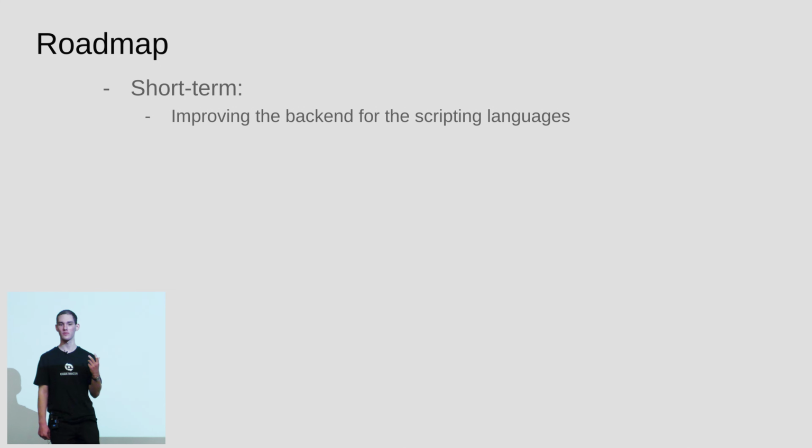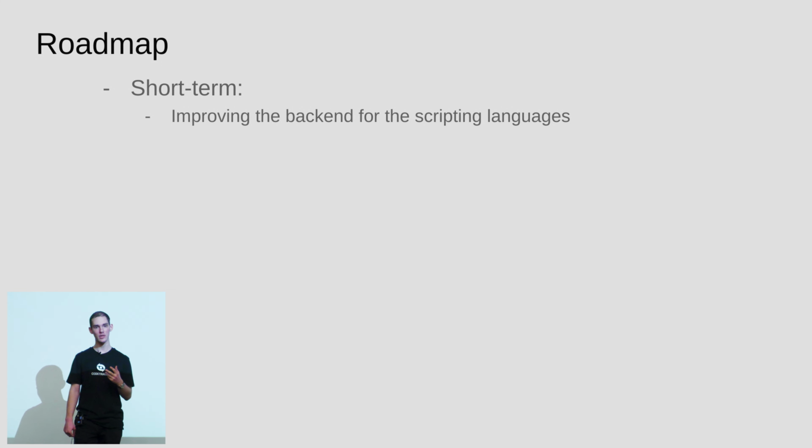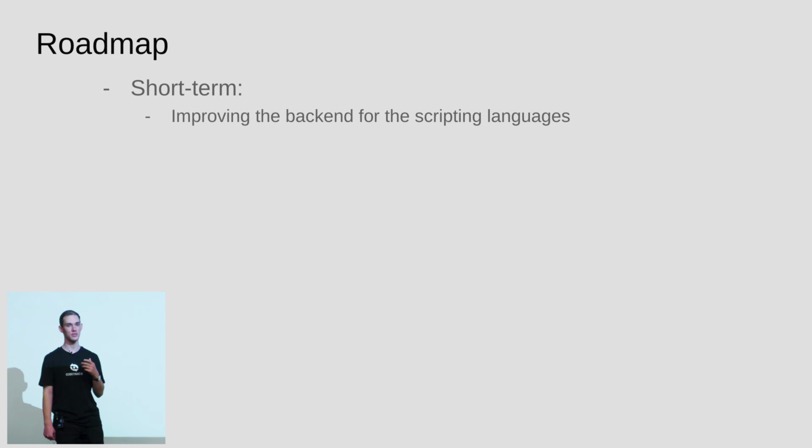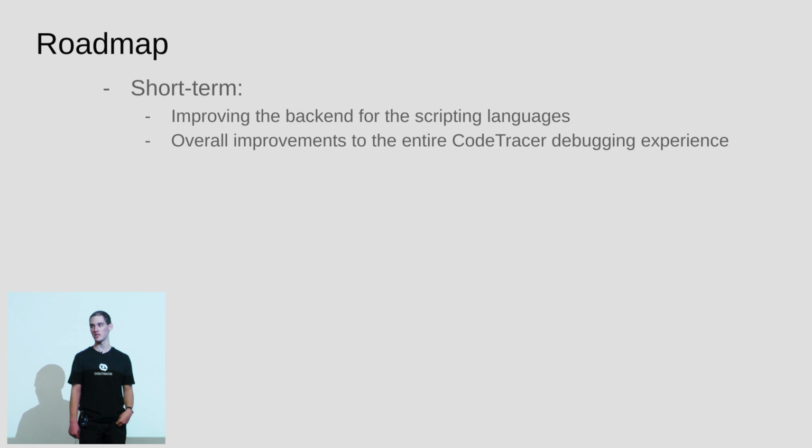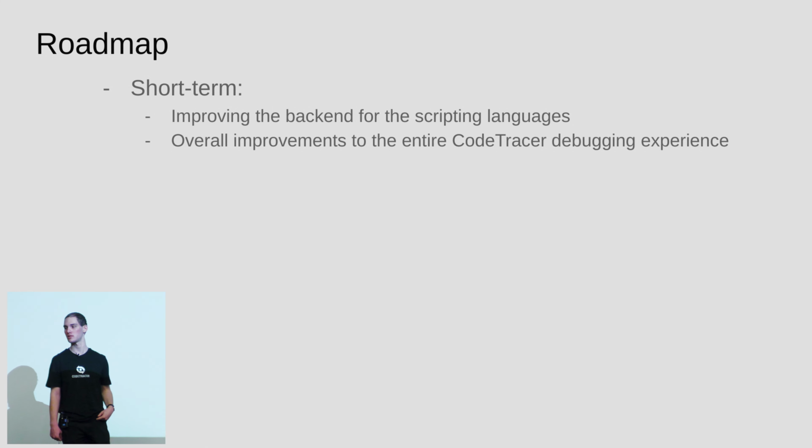In the short term, we are improving the backend for the scripting languages. Actually, CodeTracer is not just a debugger for Ruby. CodeTracer has 2 major backends. One backend is for scripting languages, which is based on a database. And the other one is based on the popular time-traveling RR debugger. This is for system programming languages. This includes languages like C, C++, Go, NIM, Rust, and more. And we are planning on improving this backend with some quality of life improvements, including improvements to the connective layer between the different languages we support.